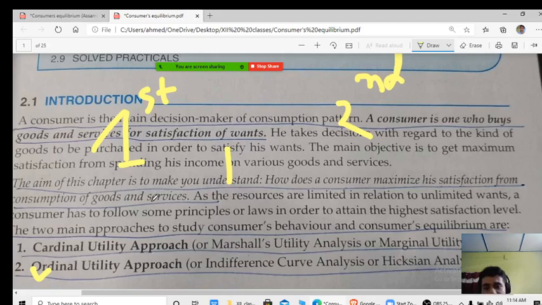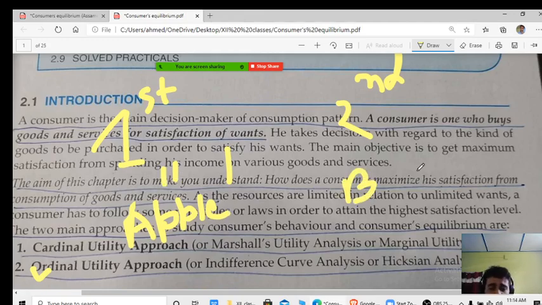So if I say that apple is my first preference, or apple gives me the most satisfaction, that is the meaning of it. Apple is my first preference, banana is my second preference. So that means we are getting more satisfaction from apple and comparatively less satisfaction from banana.